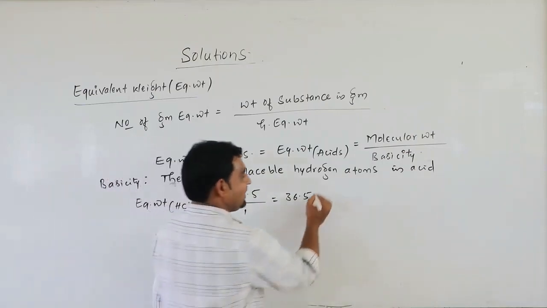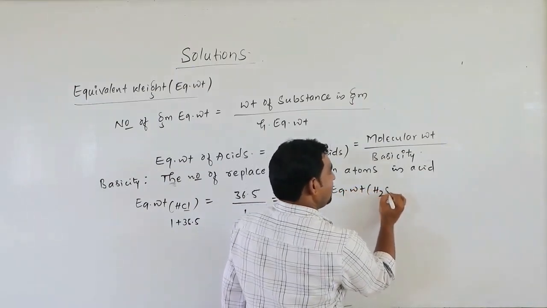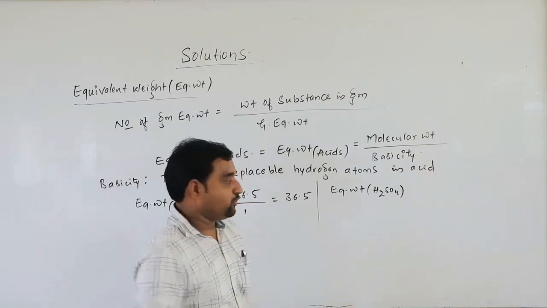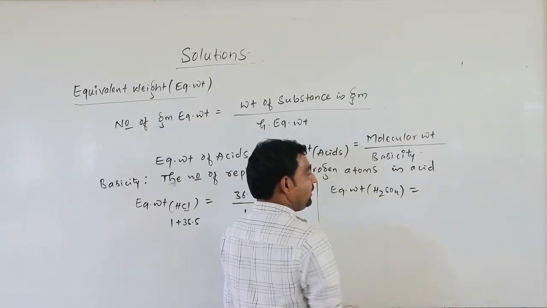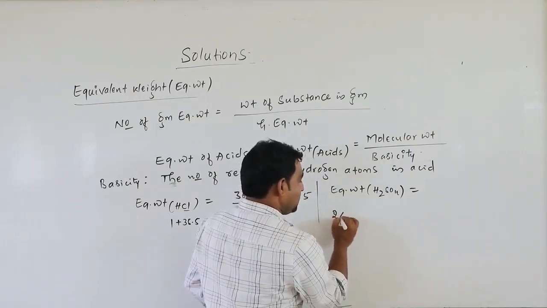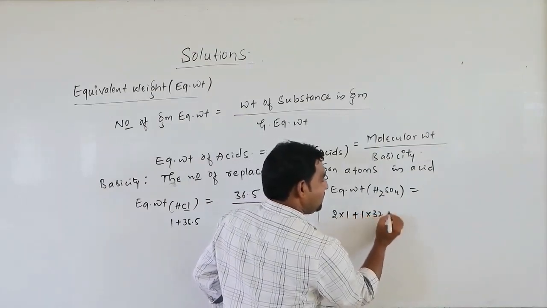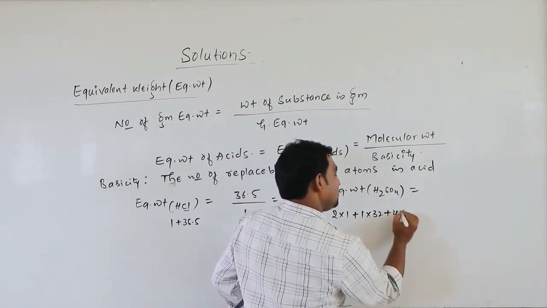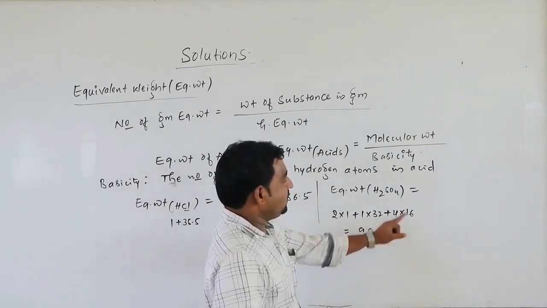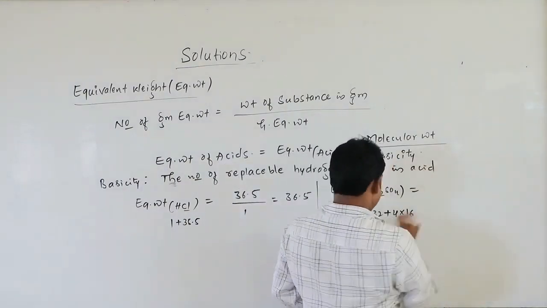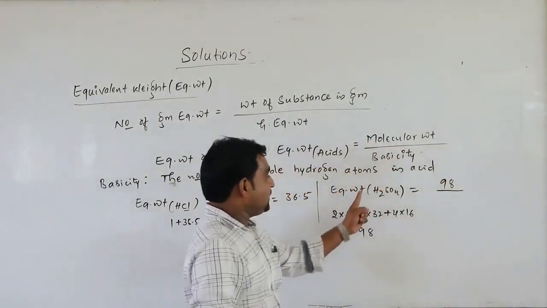Now one more example: the equivalent weight of H2SO4. How to calculate this one? Molecular weight of H2SO4 divided by basicity. Molecular weight of H2SO4: 2 hydrogen atoms multiplied by 1, plus sulfur, 1 atom having 32 molar mass, plus 4 oxygen atoms, 16 each. Total how much is it? 98. 2 plus 32 plus 64. Now the molecular weight of H2SO4 is 98 divided by basicity of H2SO4.